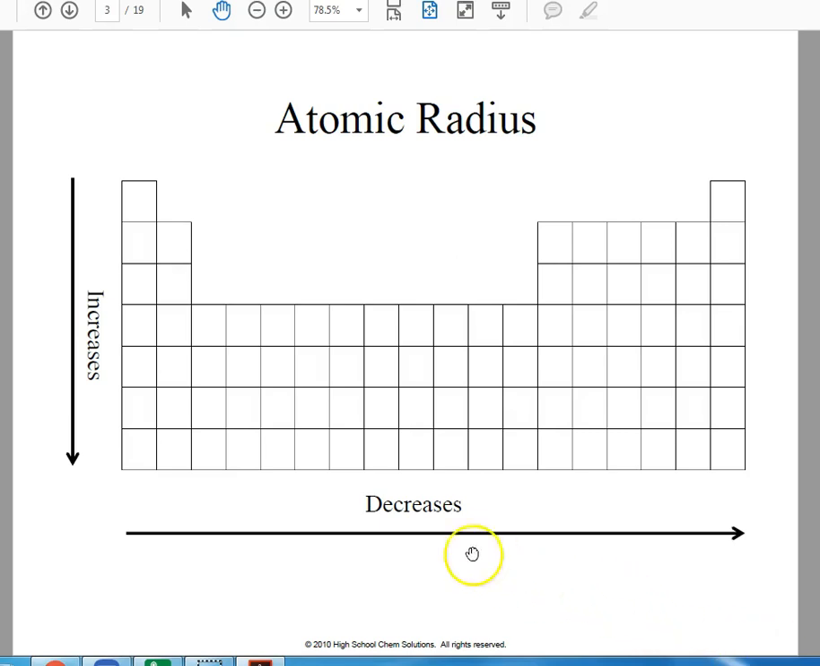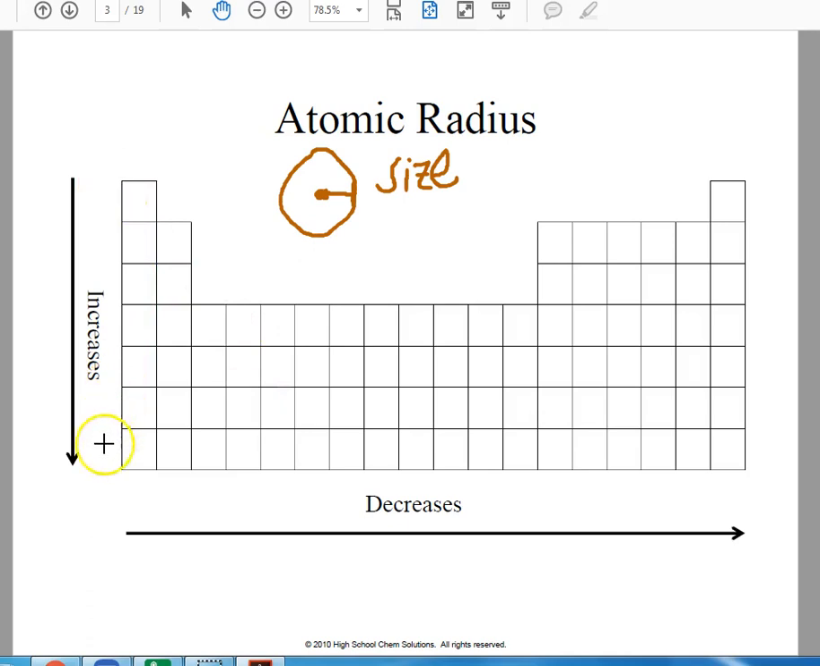The first one is atomic radius, and the atomic radius is just related to the size of an atom. So if we have an atom, we have the nucleus in the center, and then the electron cloud that surrounds it. The distance between the nucleus and the edge of that electron cloud is referred to as the radius. So it is just basically the size of the atom, not the mass. Okay, this is not related to how much it weighs, but its size.